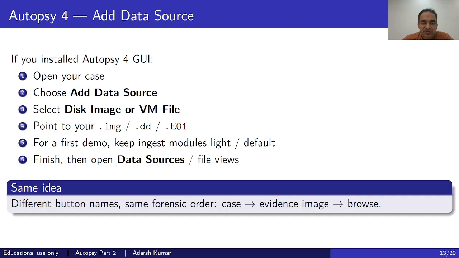For the first demo, keep the ingest modules light or use the defaults so that the virtual machine does not become too slow. When finished, open data source or file views and browse. The interface is different, but you will follow the same forensic order: case, evidence image, and then browse.